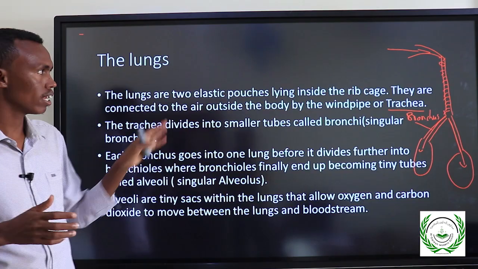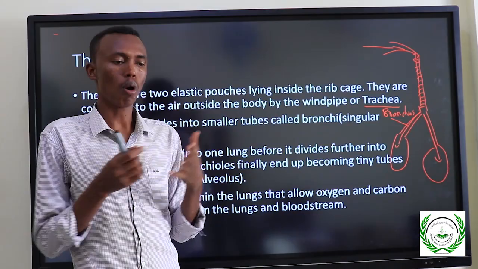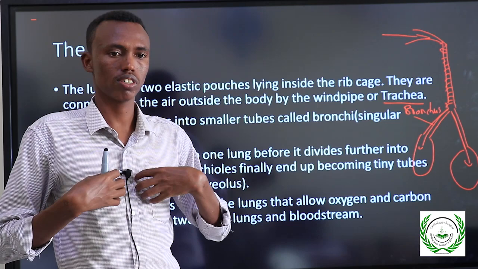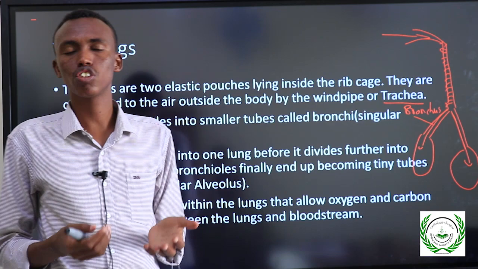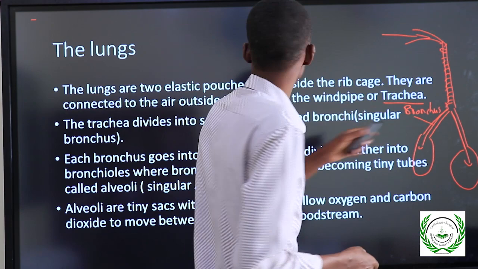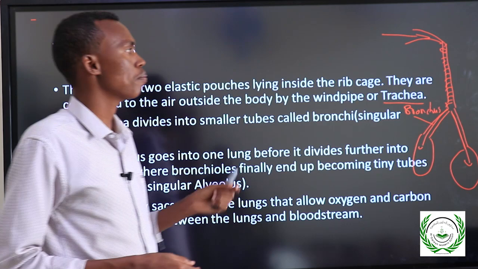So the two pouches are behind our chest, inside the rib cage. The rib cage and the chest provide protection from injury. They are connected to the air outside the body by the windpipe or trachea. Trachea and windpipe are just the same.